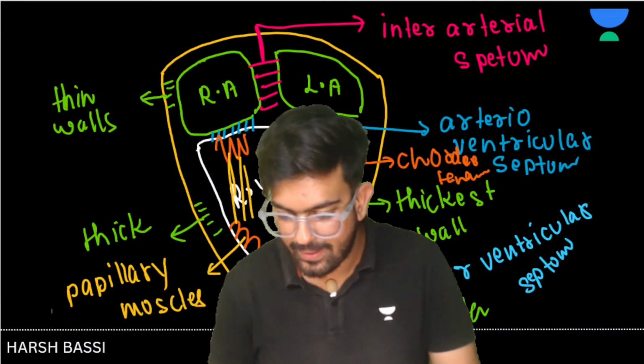Now we will talk about the nodal tissues. We are gonna talk about the nodal tissues. Okay, SA node and AV node and all of these things.